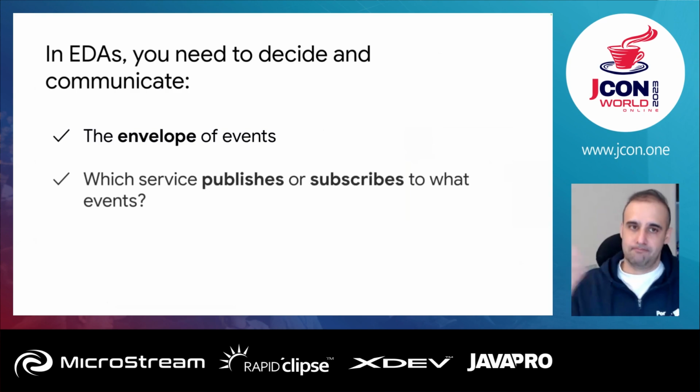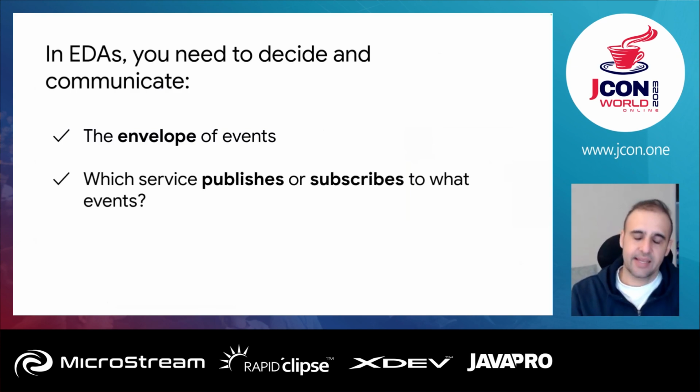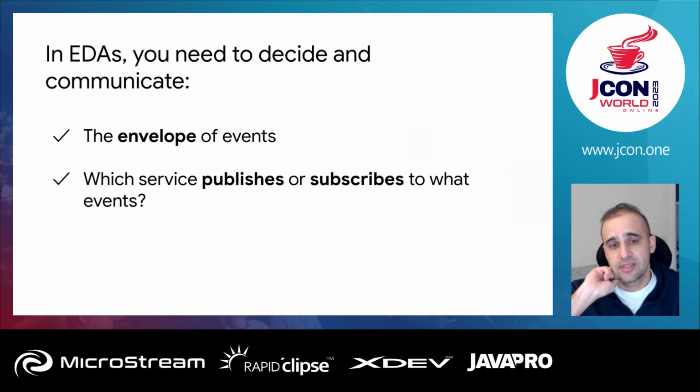All right. So I guess AsyncAPI is a good specification to define which service publishes or subscribes to what events, and more importantly, to communicate that with visualizations and with a definition that you can share with people and let people see exactly how they should talk to your services, with what kind of messages and what kind of message formats, right?